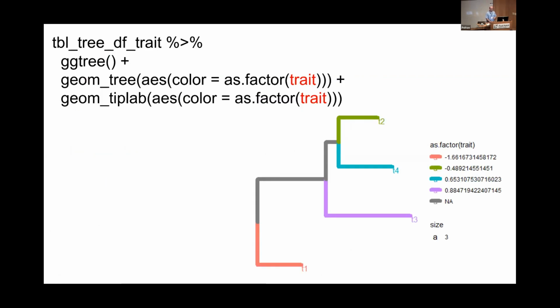Finally, all I have to do is plot it with the companion ggtree package. And now I'm almost as close as to what I wanted to do in my initial example. So here I was able to use the trait as an aesthetic for color.